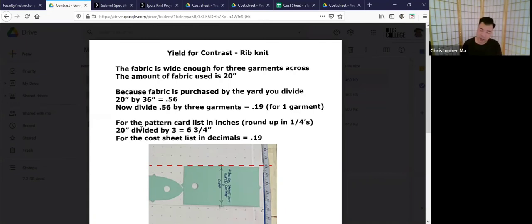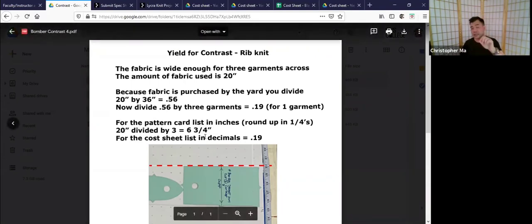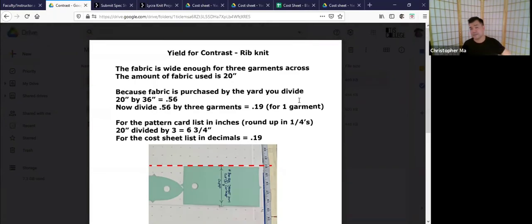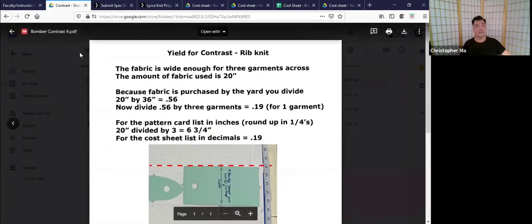But remember for the pattern card it's in inches, so you would divide 20 inches by 3, you need 6 3/4 inch if you put on a pattern card. Okay, since you're not filling the pattern card, you're only doing the cost sheet, you don't really have to worry about that, but we want to bring it back to you so you always remember that. Okay, so for the cost sheet, the listing in decimals is 0.19 as we did here.